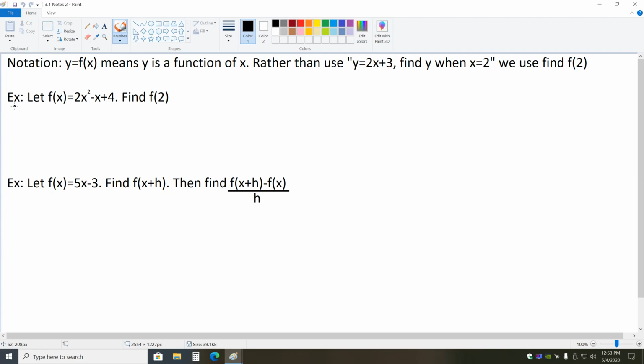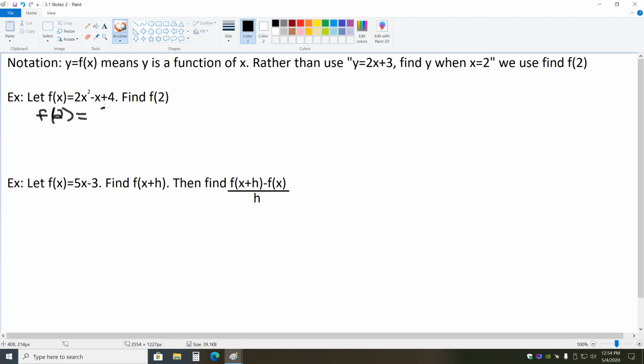Okay, so for our next example, we're going to let f(x) equal 2x squared minus x plus 4, and we want to find f of 2. So to find f of 2, remember that means find y when x equals 2. So f of 2 means we're going to take 2 and plug it in for every x value. Find y when x equals 2, so just plug 2 in for every x.